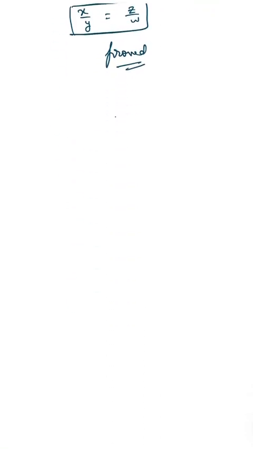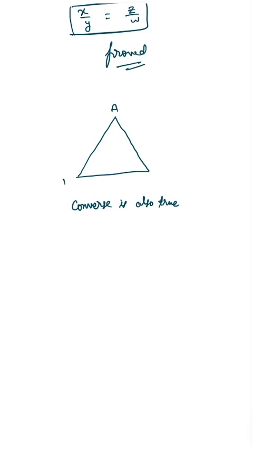Now the converse will also be true. I mean, if we have a triangle ABC, we have a line DE, and if it is given that AD by DB is equal to AE by EC, then DE will be parallel to BC.